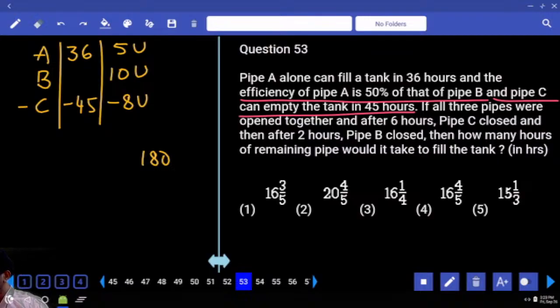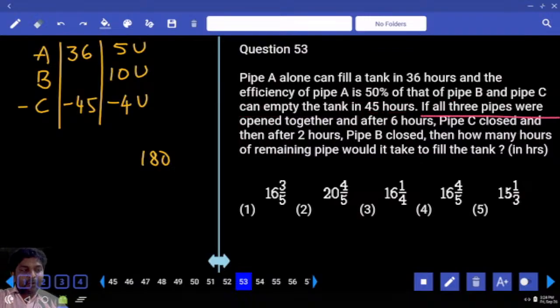45, 4. Correct. C efficiency is 4. Now when they open, all 3 are open together. All 3 do 11 units per hour.